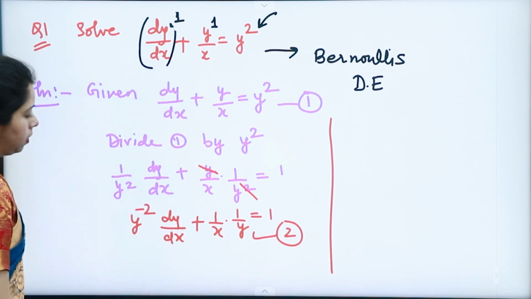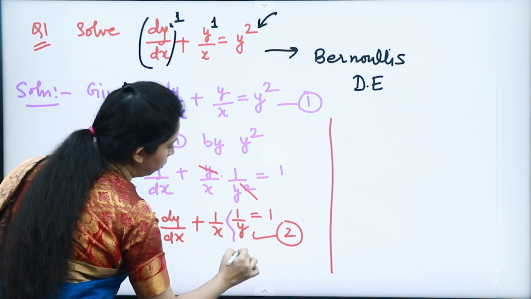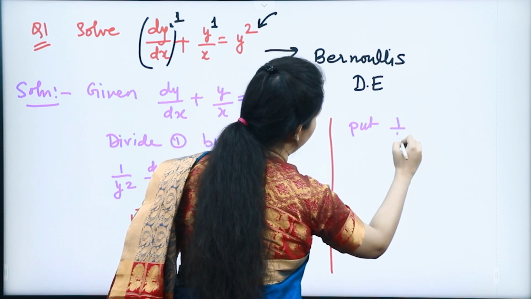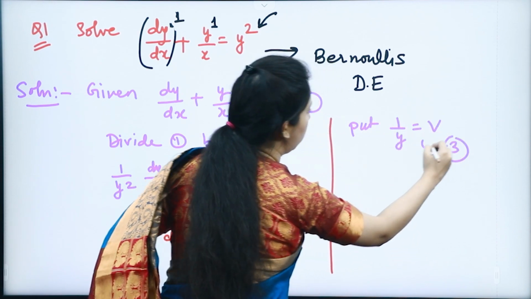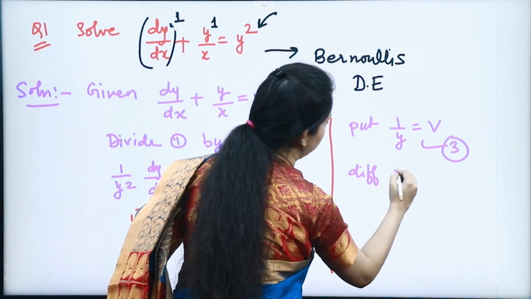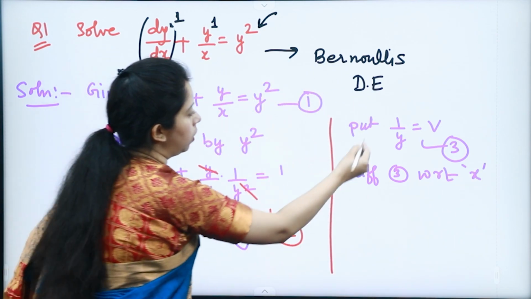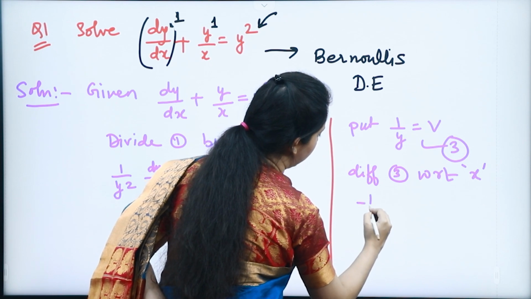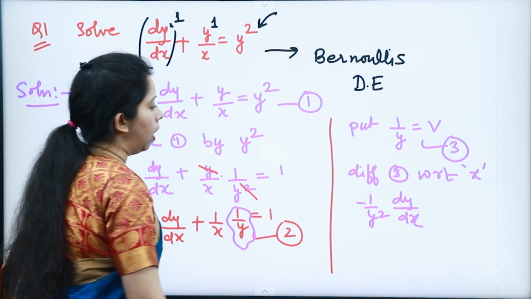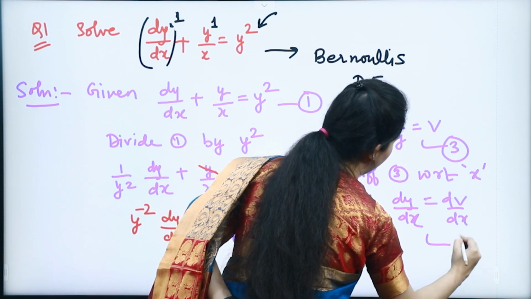Now the second step is you have to use the substitution method. So what you have to substitute? You have to substitute 1 upon y with v. So we can put 1 upon y is equal to v. We can also mark this as equation number 3. So this is the second step. Now after this we will differentiate equation 3 on both sides with respect to x. So differentiation of 1 upon y will become minus 1 by y square dy over dx. Why? Because y is a function of x, that is equal to dv by dx. This is equation number 4.